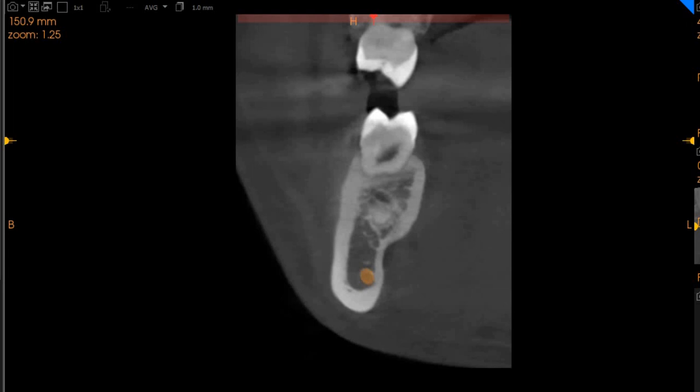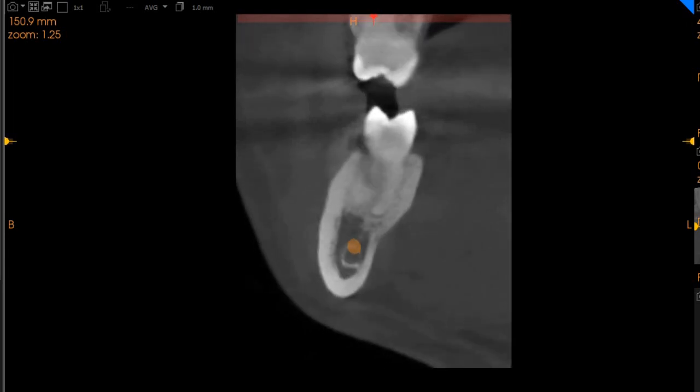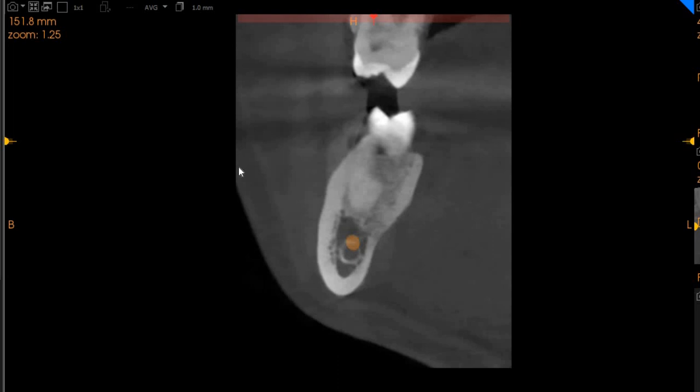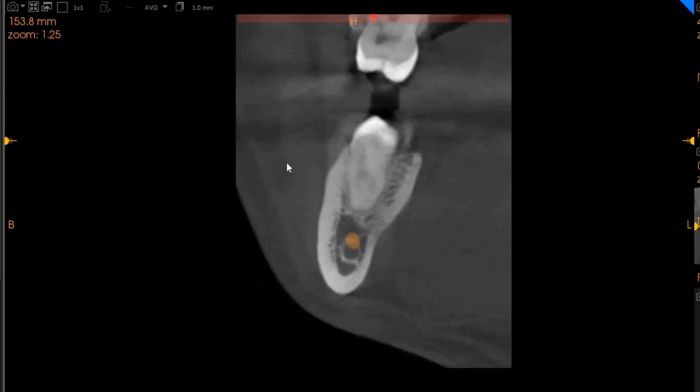Now moving to the lower left 8, and as you can very clearly see, this is the mesial aspect of the lower left 8. It's very closely associated with the roots of the lower left 7. So the lower left 8 mesial root is right here. We're approximately 5 millimeters away there.